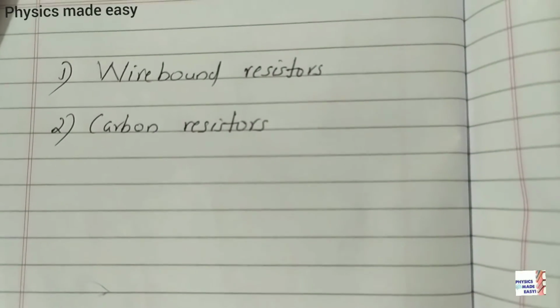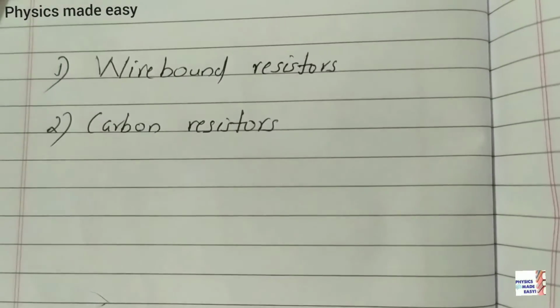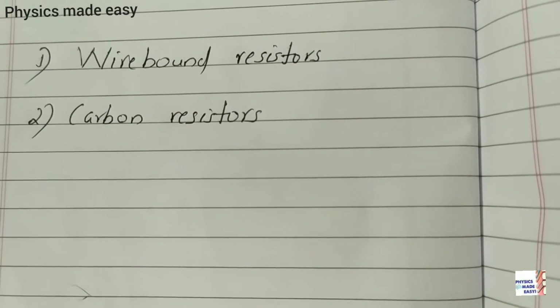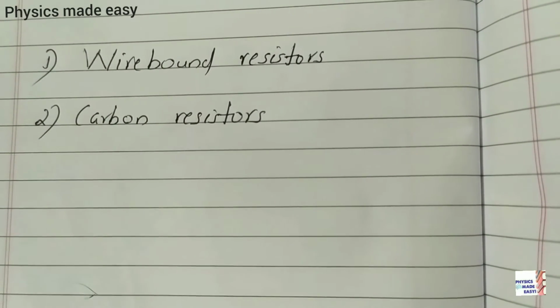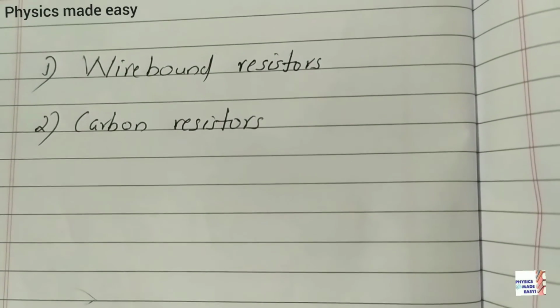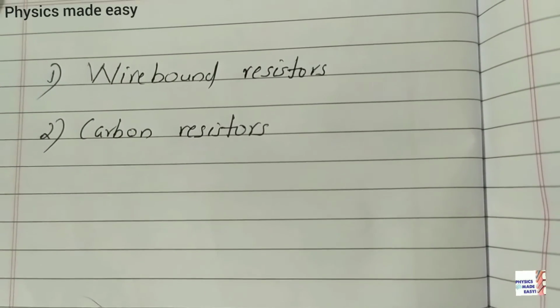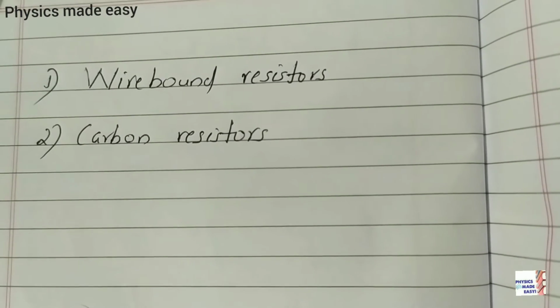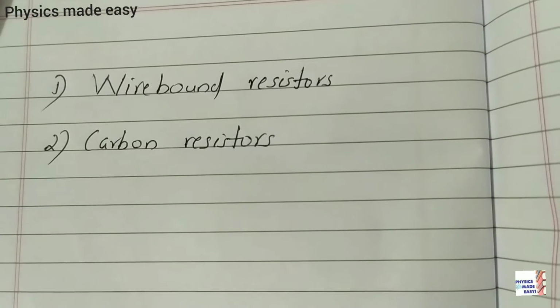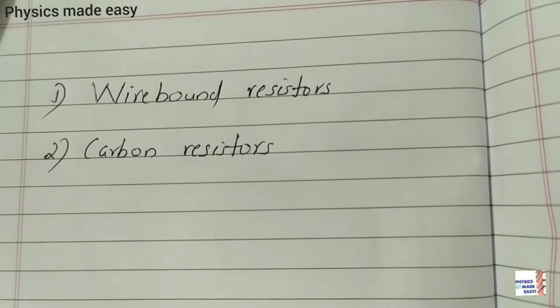Hello students, let us discuss two types of resistors. Commercially produced resistors for domestic use or in laboratories are of two major types. They are wire-bound resistors and carbon resistors. Wire-bound resistors are made by winding the wires of an alloy, for example, manganin, constantan, and nichrome, any one we can use.